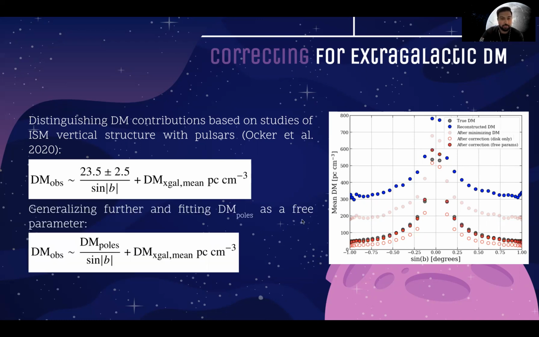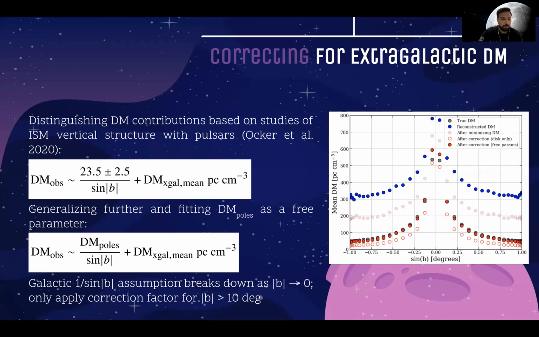If we generalize that one step further, instead of having 23.5, which is derived from pulsar observations, we leave that as a free parameter and fit our DM observations along a given line of sight with this equation. Then we can apply a correction, which shows these bright red points, that gets as close as possible to reconstructing the underlying fields. Again, in this model, our 1 over sine b dependence for the galactic DM breaks apart as we get close to the galactic plane, so b getting close to 0. So we only apply this correction for galactic latitudes greater than 10 degrees.